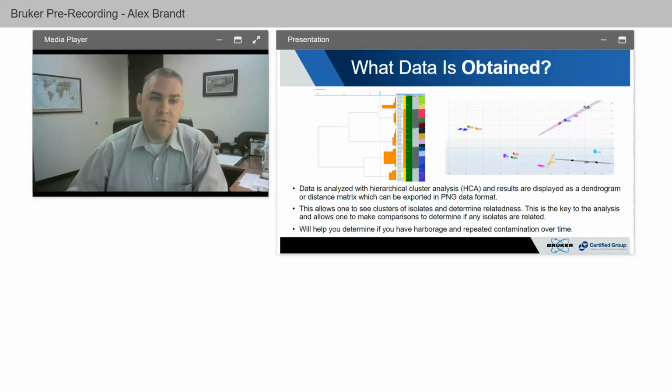This will help you determine things like if you have a harborage site in your facility where you're getting consistent sources of contamination, or if you're getting repeated contamination over time from some external source. That's really the power of this: being able to determine where the source of that organism is in your process.